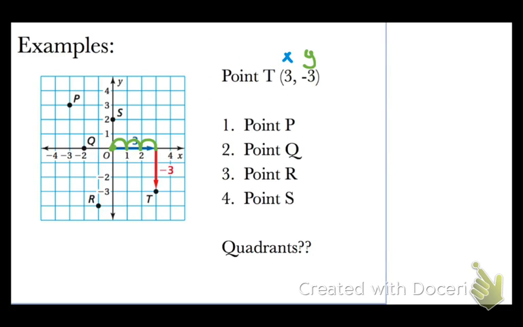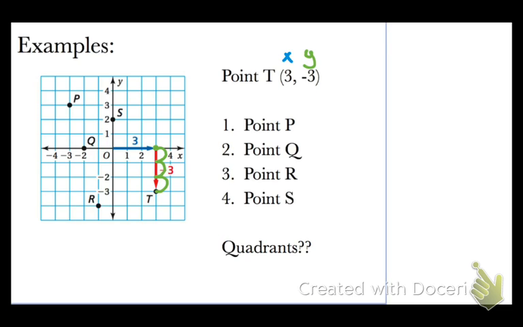Now, I am here, and to get to my T, do I go up or down? I have to go down, and so I go down 1, 2, 3, and that is where my -3 came from. Okay, so let's try to find point P.